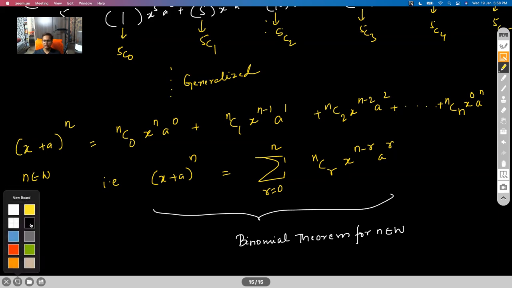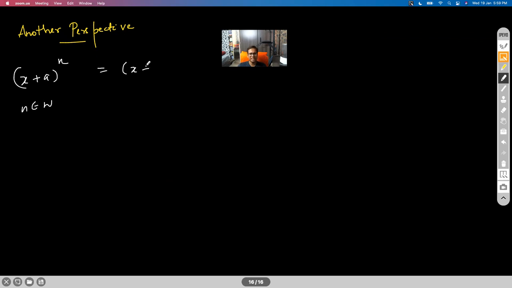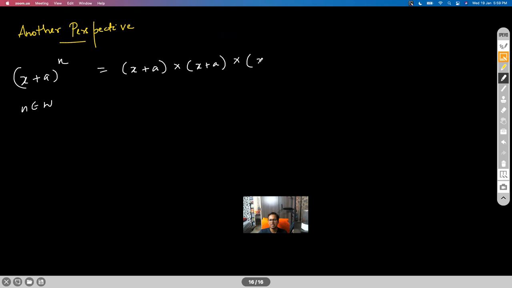Okay. So now another way to look at it, another perspective. If you see x plus a to the power of n, if n is a whole number, you can write it like x plus a, x plus a, x plus a, like this. x plus a times x plus a times x plus a, n number of times.